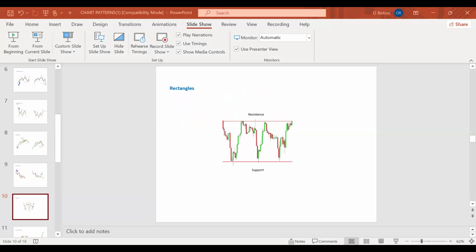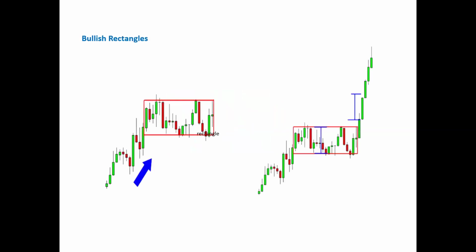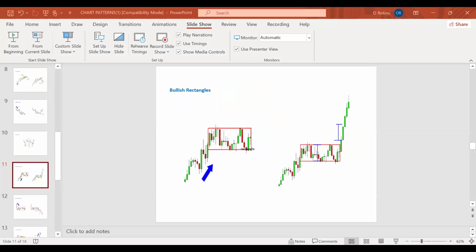That's when we have a rectangle pattern. You can see in this instance, price is just bouncing between the resistance and support, and it just keeps bouncing like that. Now, the rectangle pattern can be divided into two. We have the bullish rectangles and the bearish rectangles. So in an uptrend, when price is trending up, it's possible to find a bullish rectangle pattern.